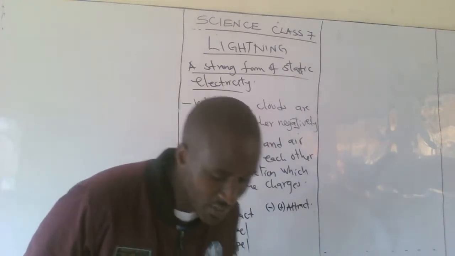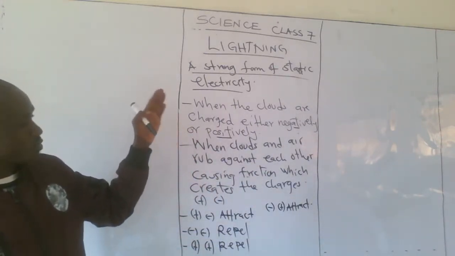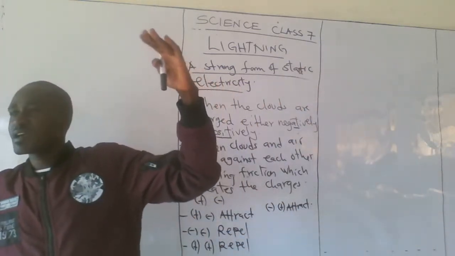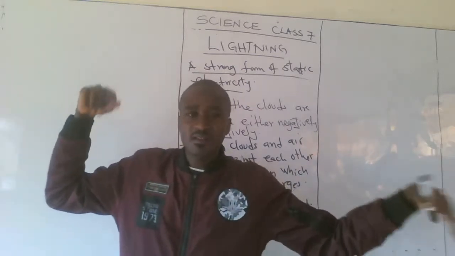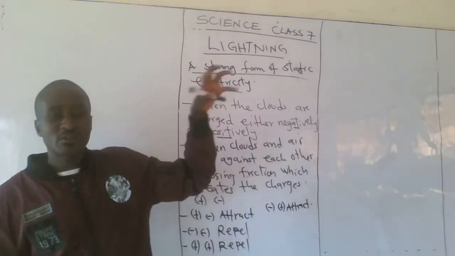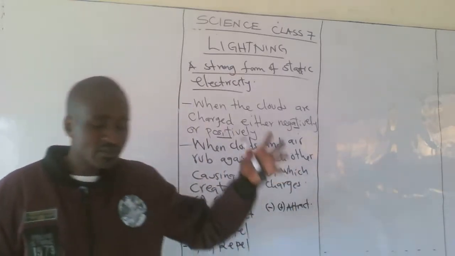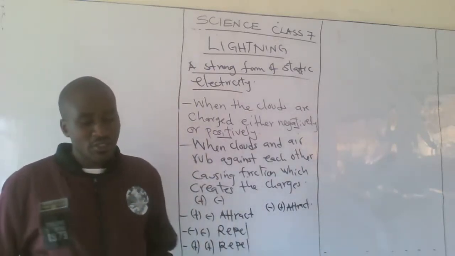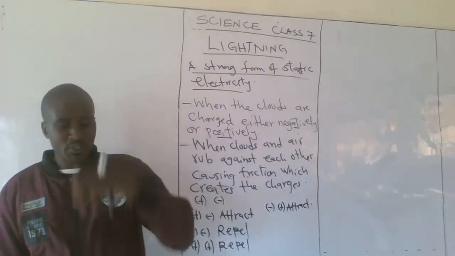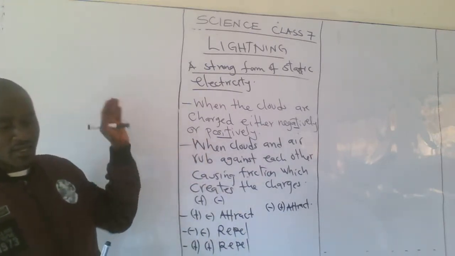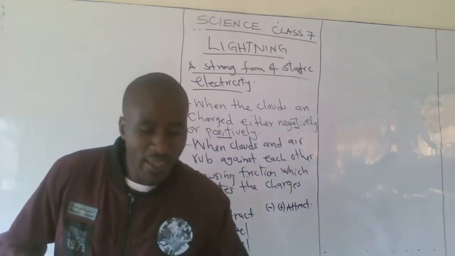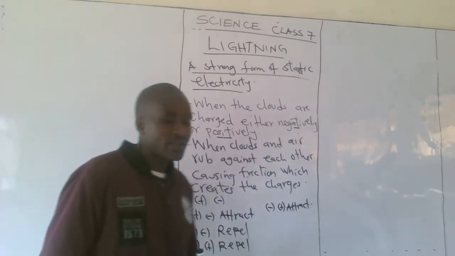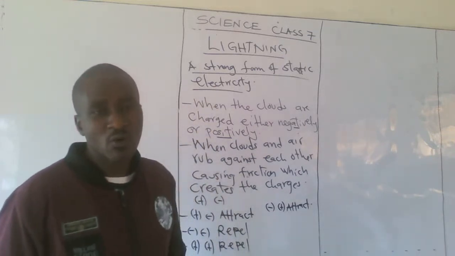So when two charged clouds meet, you have different clouds, maybe on the western side and on the eastern side. Maybe the ones on the western side are charged, and the ones on the eastern side are also charged. So when two charged clouds meet, probably positively charged clouds and negatively charged clouds, they create a spark of light. That spark of light, that's why you see light, then followed by sound.